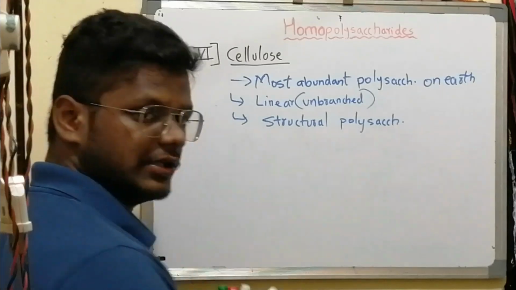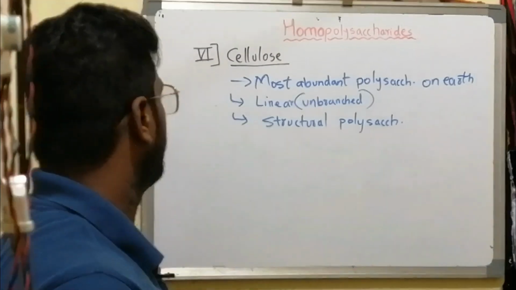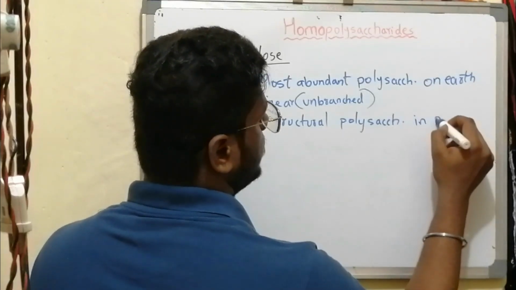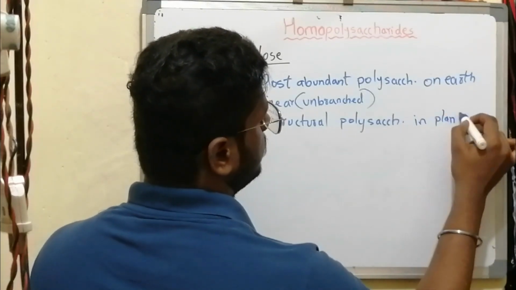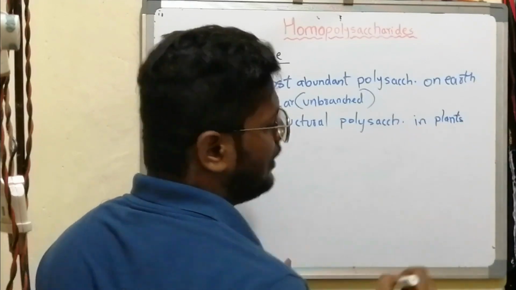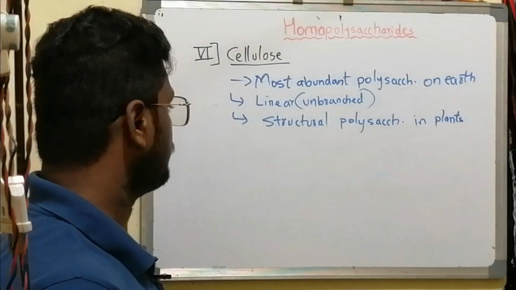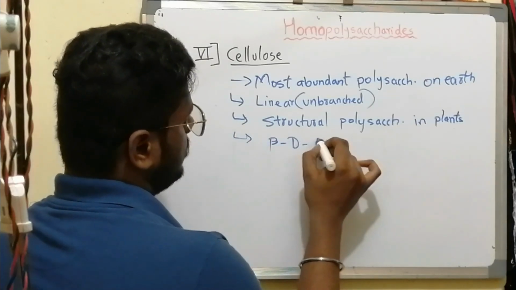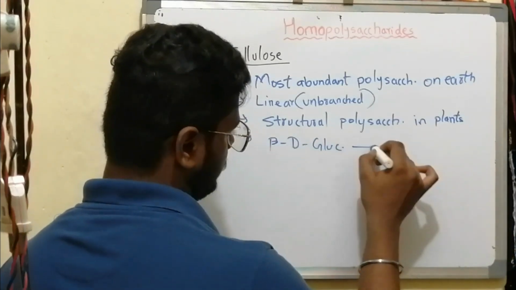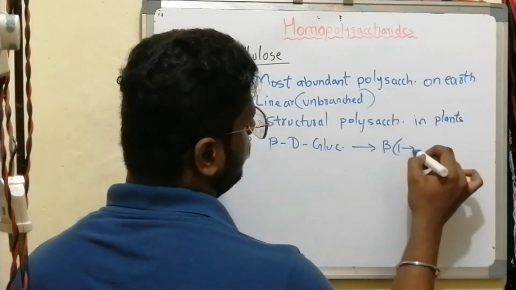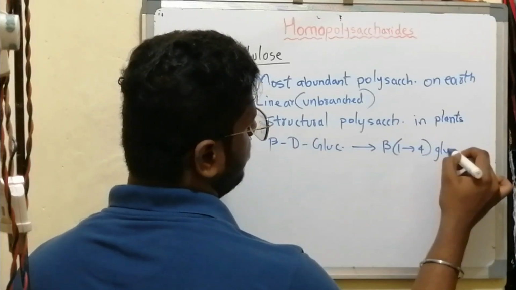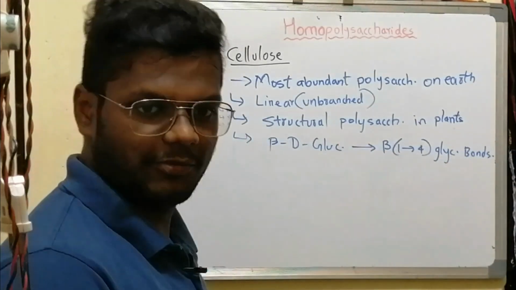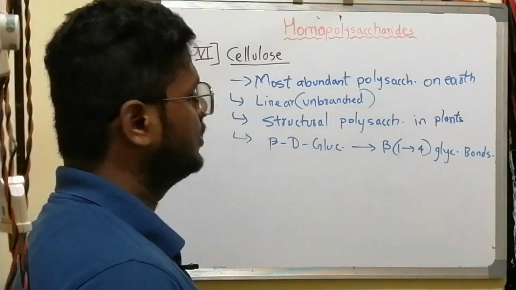Up till now we were learning about storage polysaccharides. Cellulose is a structural polysaccharide in plants, as it forms the cell wall of plants, right? And here the monomer is beta D glucose, which forms beta 1,4 glycosidic bonds. There won't be any other glycosidic bonds because it is a linear chain polymer, right?